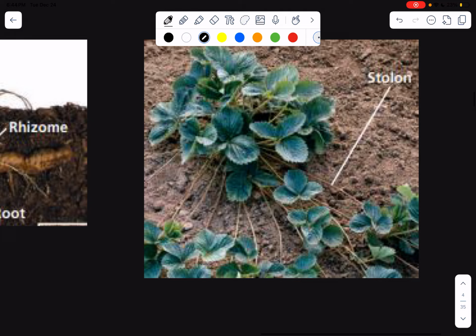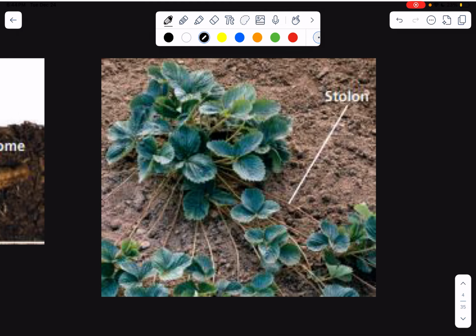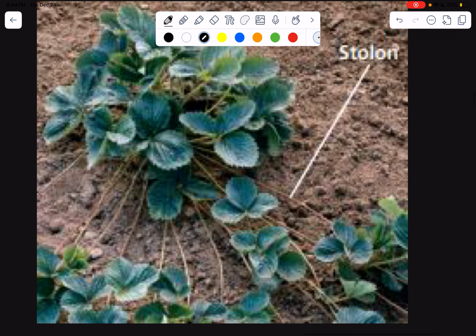And then the stolons. This is a strawberry plant. The stolons are pretty much the same thing as the rhizomes. They're horizontal shoots, but they grow just above the surface. And these stolons allow the strawberry plant to reproduce asexually, as the plantlets, which we'll get to later, with leaves, form at nodes along each runner. So at different points here, there's going to be a plantlet, there's going to be a plantlet, and those will help it reproduce asexually.